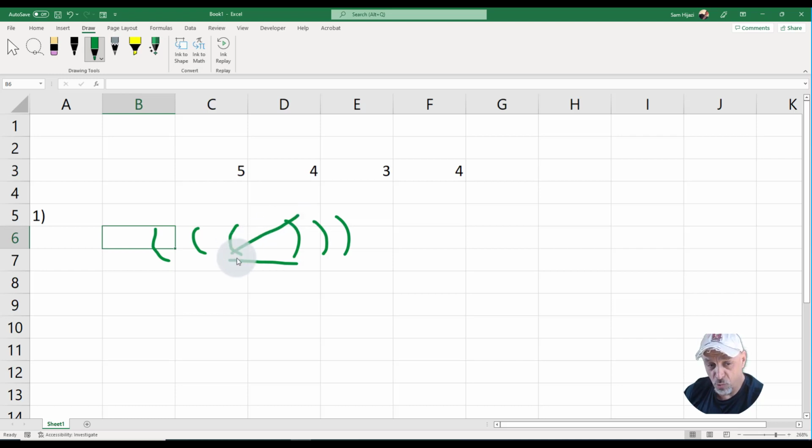Once we end up with one single value between these parentheses, we're going to have two sets of parentheses, so we're going to move to the second level. Then we're going to do all the calculation here until we get one more value.